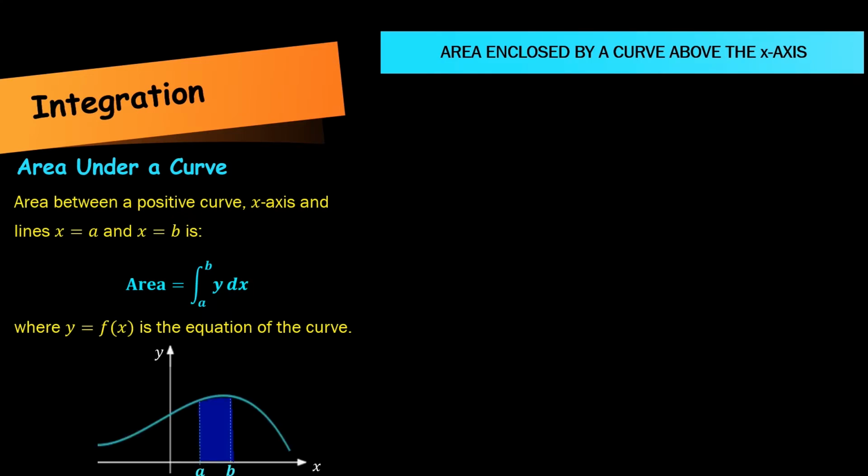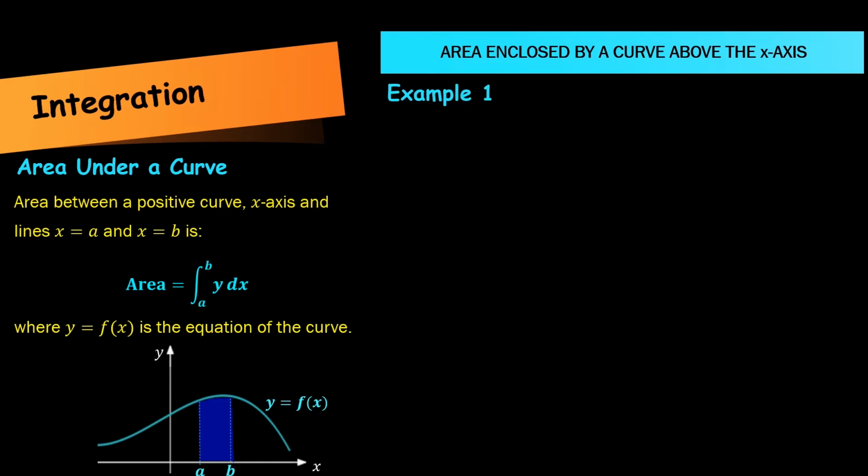So diagrammatically, it will look something like this. We've got a positive curve, f of x, and we've got limits a and b, and we've got the shaded area in yellow beneath the curve.